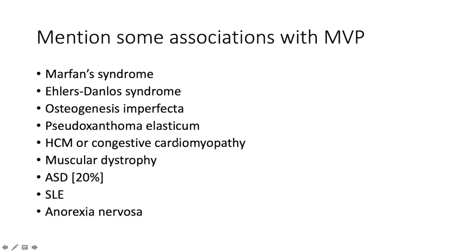So what are some associations with mitral valve prolapse? It has lots of those. Marfan syndrome, Ehlers-Danlos syndrome, osteogenesis imperfecta, pseudoxanthoma elasticum, your plucked chicken skin. Then HOCM, which is hypertrophic obstructive cardiomyopathy, or congestive cardiomyopathy, muscular dystrophy, atrial septal defect in some 20% of cases, systemic lupus erythematosus, and anorexia nervosa.